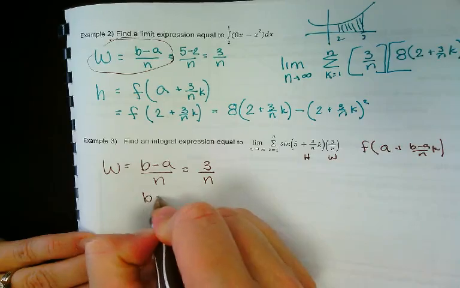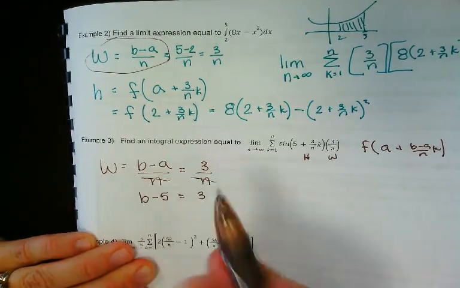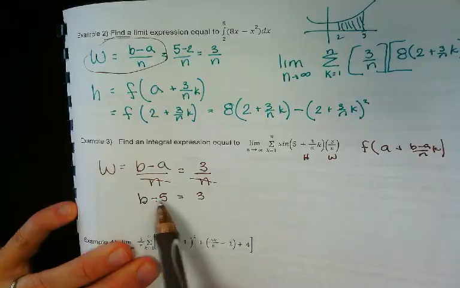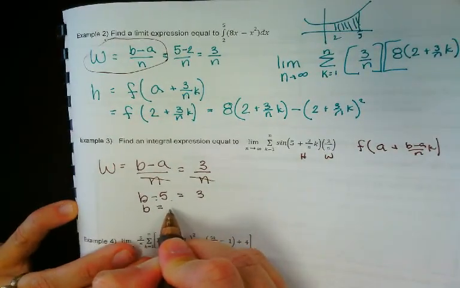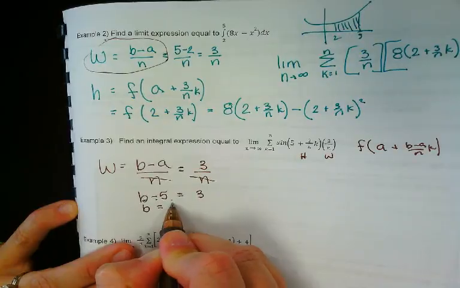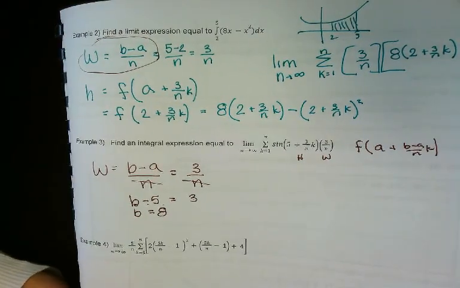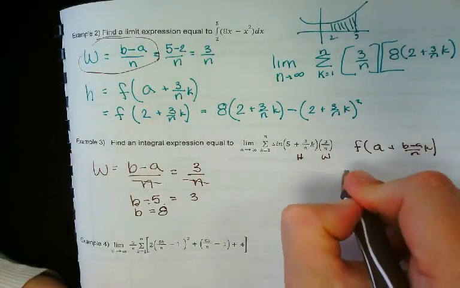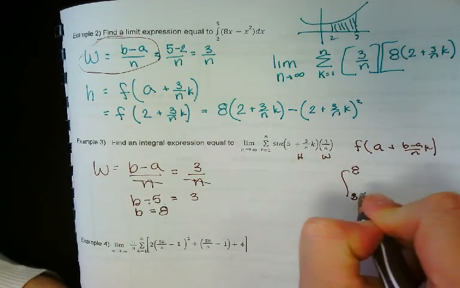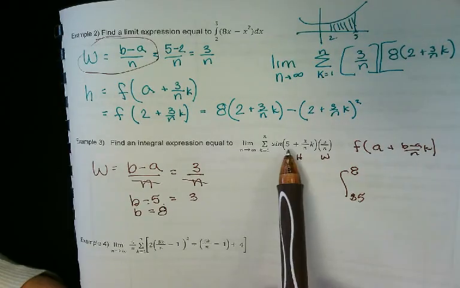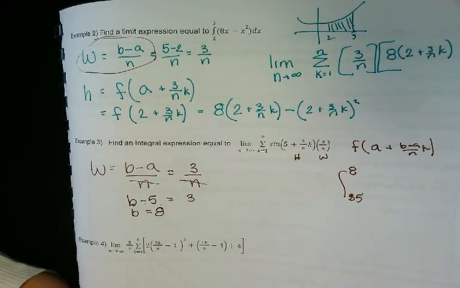So I can say b minus 5 is equal to 3. Would you agree I can kill these n's? They're equivalent. B minus 5 equals 3. Therefore, b has to equal 8. So that tells me this is the integral from 5 to 8. We said the a value is 5, and we just discovered the b value is 8.